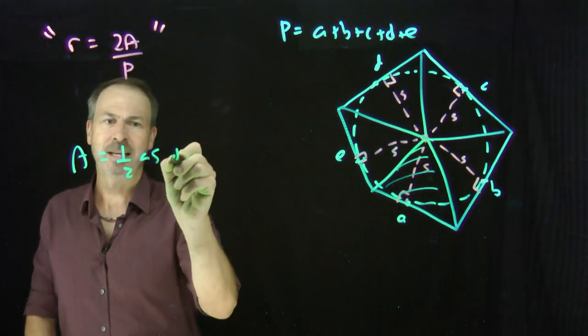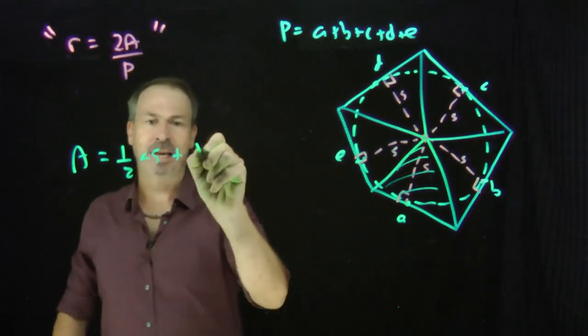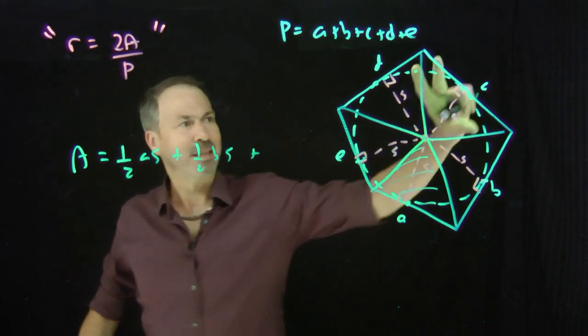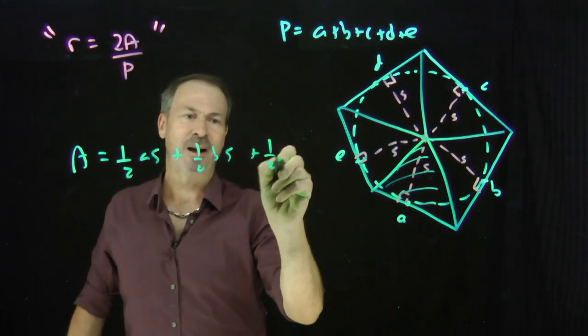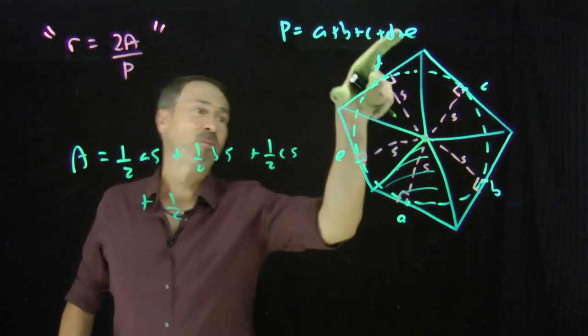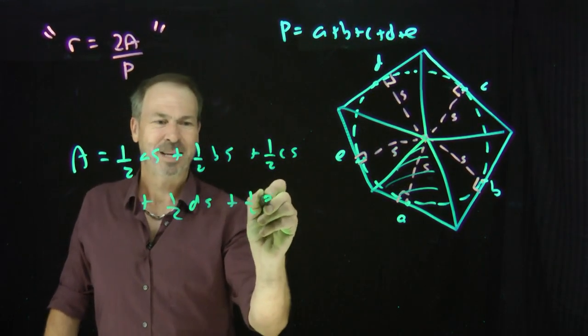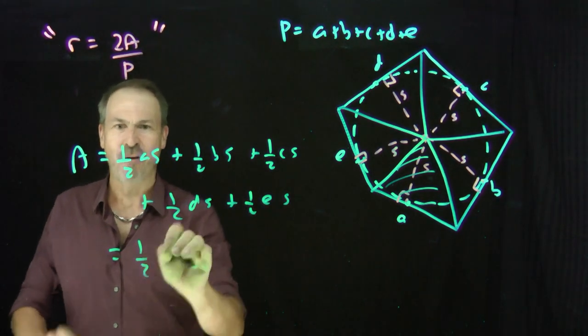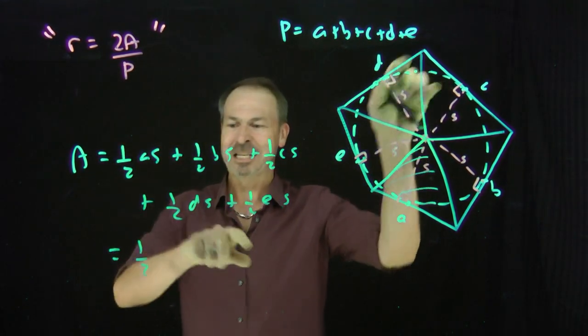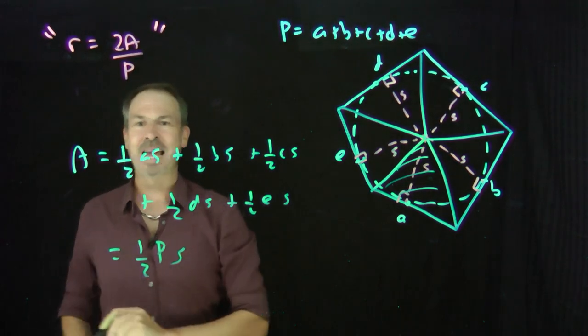Half A times S, plus half B times S, plus half C times S, plus half D times S, plus half E times S. Okay, that's half of A plus B plus C plus D plus E times S: half the perimeter times S.